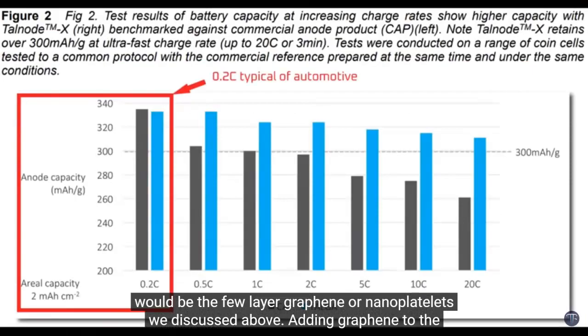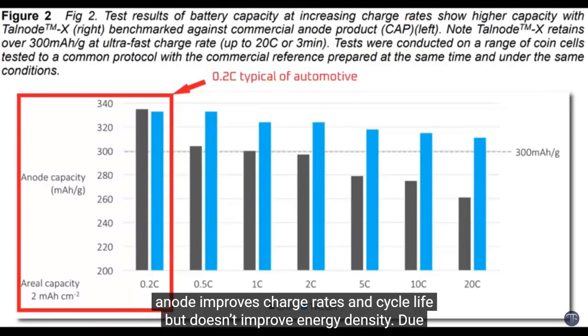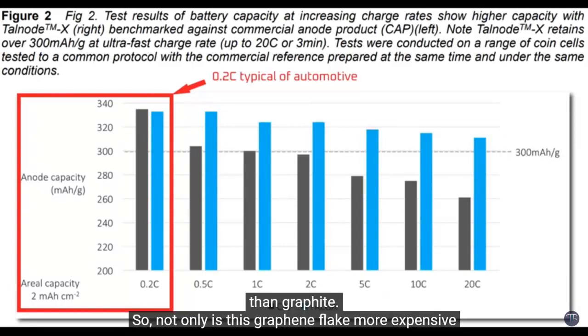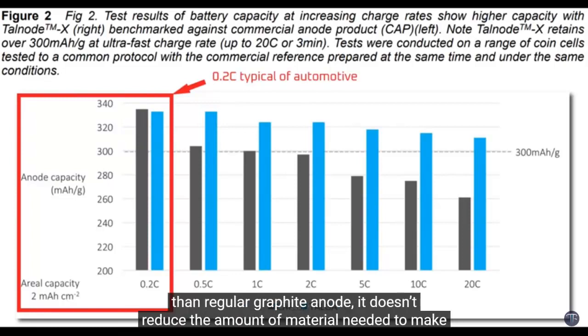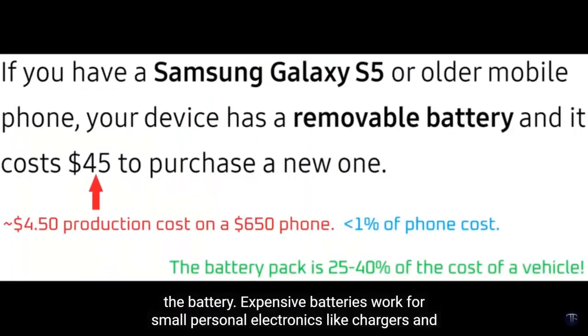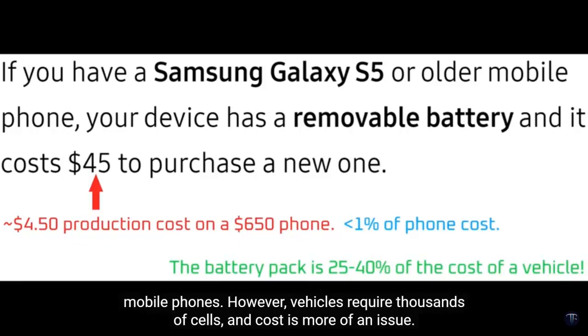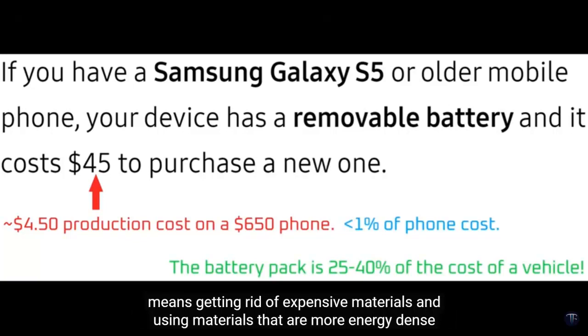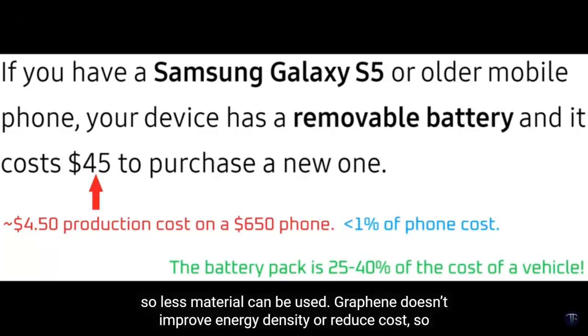Due to the further processing and small supply, graphene is and will continue to be more expensive than graphite. So not only is this graphene flake more expensive than regular graphite anode, it doesn't reduce the amount of material needed to make the battery. Expensive batteries work for small personal electronics like chargers and mobile phones. However, vehicles require thousands of cells and cost is more of an issue. Tesla and other manufacturers are primarily focused on making the batteries cheaper, which means getting rid of expensive materials and using materials that are more energy dense so less material can be used. Graphene doesn't improve energy density or reduce cost, so I'm not expecting to see it in automotive batteries within the next few years.